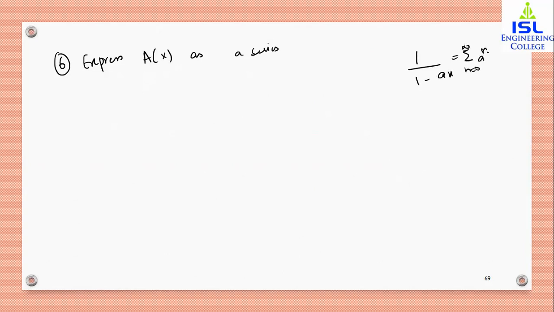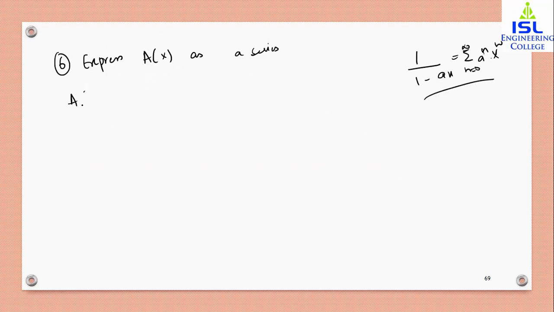Now once these are written as constants, the sixth step will be to express A of x as a series. What kind of series? Your geometric series, the generating functions you have created, that kind of series. So if you remember, in the case of generating functions, I have given you the formula: 1 by 1 minus ax is equivalent to sigma n equals 0 to infinity a power n into x power n. So this notation we will be using.